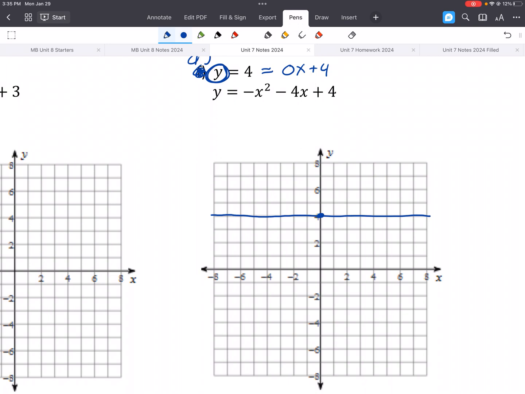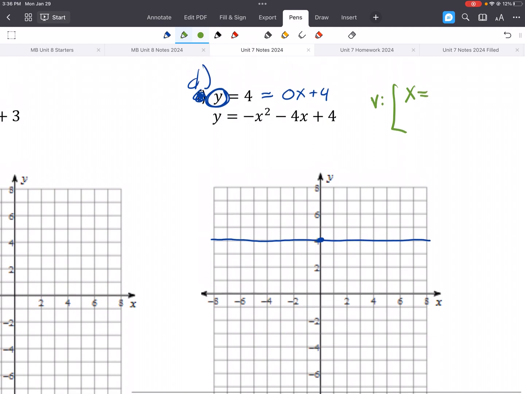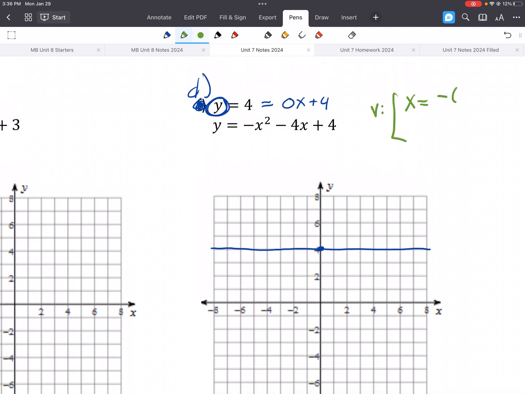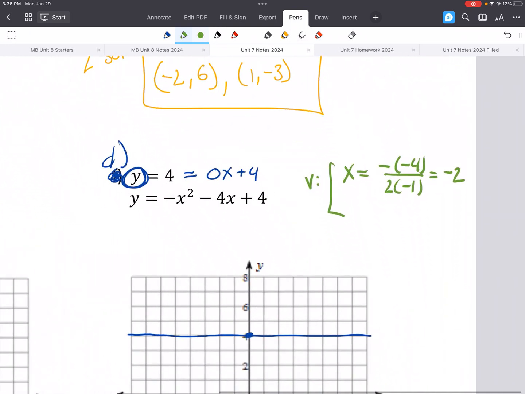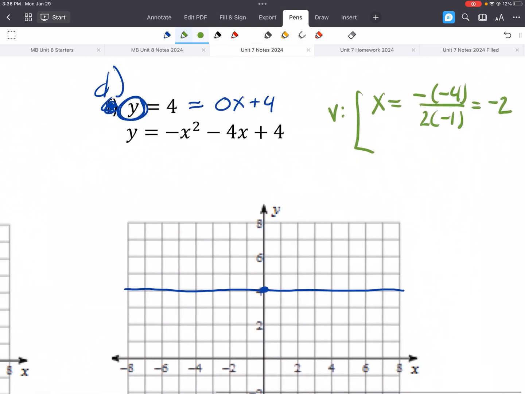Okay, we'll do the other equation. Again, you're welcome to use your graphing calculator to find your vertex. But again, I'm going to have some extra practice here for me. So we've got x equals negative b, so that's negative 4 over 2 times a, which is negative 1. And that should be 4 divided by negative 2, which is negative 2. Which is, I think, the same thing we got up here. It is. That's funny. Okay, and then we'll want to find our y value.